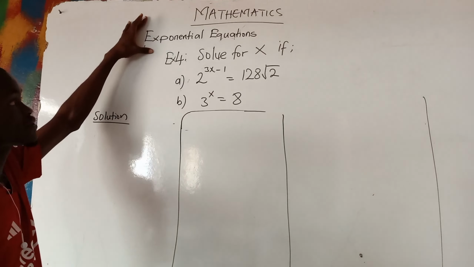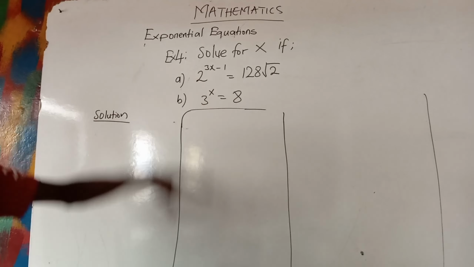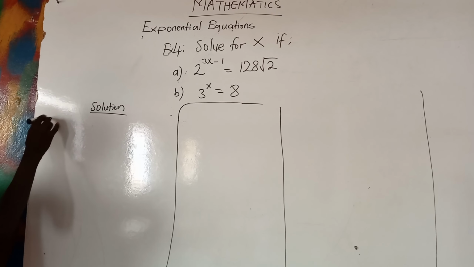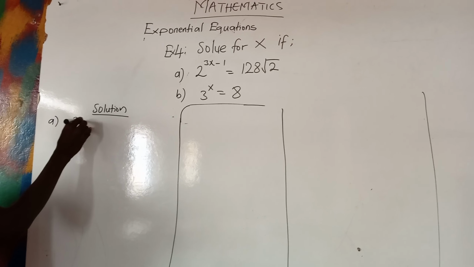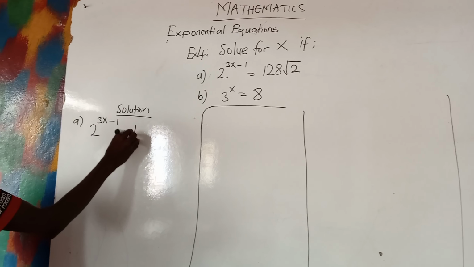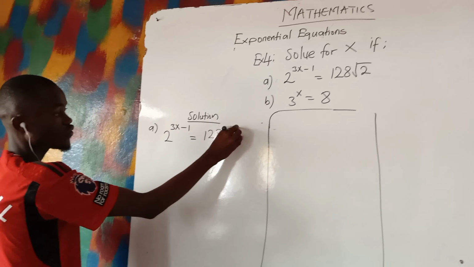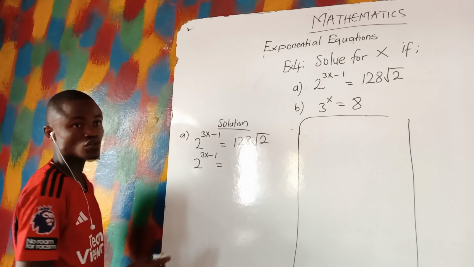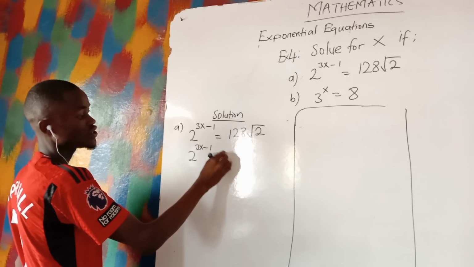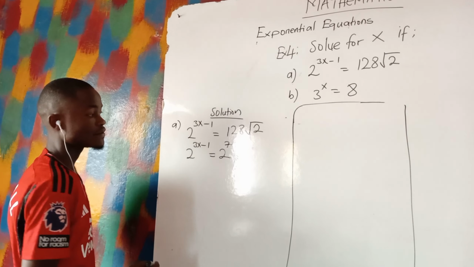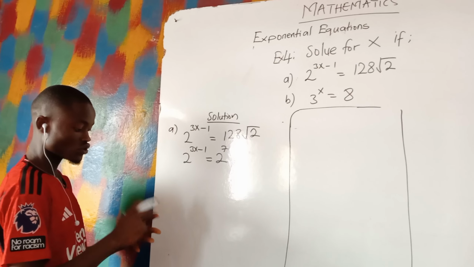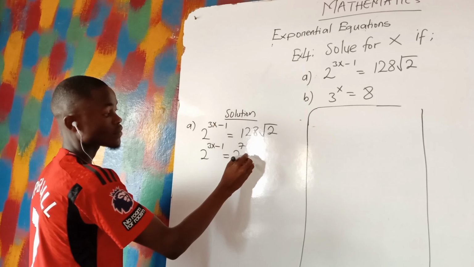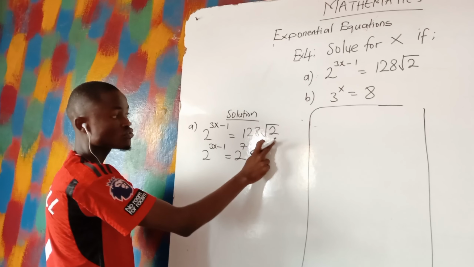This is example 4 on exponential equations leading to linear equations. It is very simple and straightforward. A says: 2 raised to the power 3x minus 1 equals 128 times the square root of 2. So 2 raised to the power 3x minus 1 equals, you express this 128 in index form. You say 2 raised to the power 7, that is 2 times 2 times 2 times 2 times 2 times 2 times 2, which gives you 128.